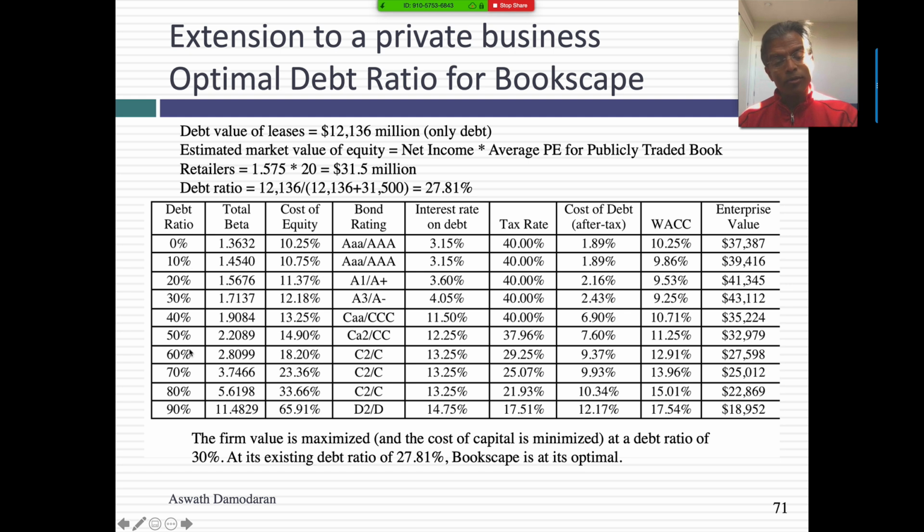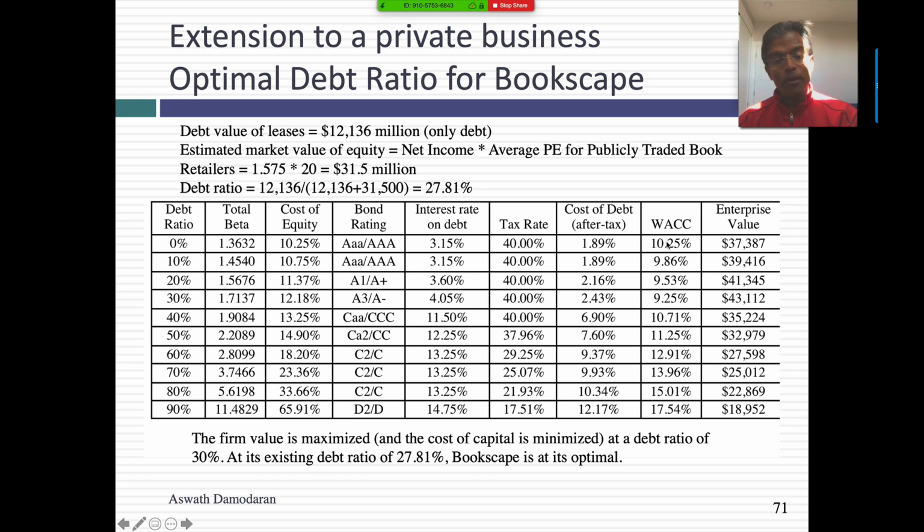As their debt ratio went from 0 to 90%, I looked at the total beta. Remember my argument for using total beta here. It's a private company. The owner is not diversified. The cost of equity should be based on the total beta. So there's my total beta going up as my debt ratio goes up. My cost of debt is going up because my rating decreases.